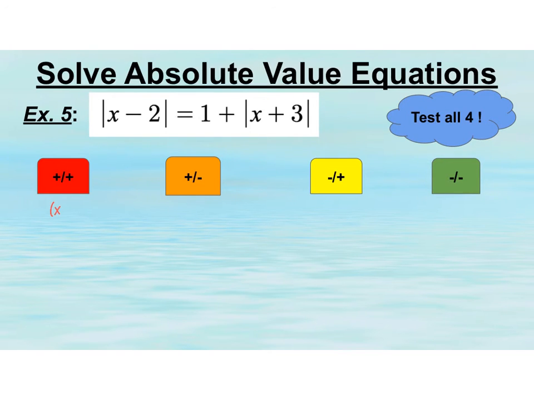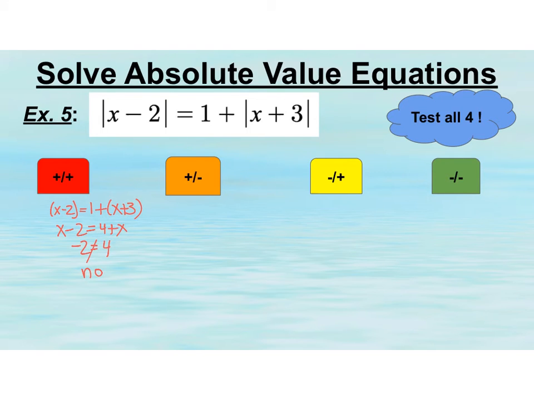So I'm going to keep the first one positive, so I'm not really changing anything. And I end up, my x's will cancel, so I have -2 equals 4, which is not a true statement, so that does not lead me to a solution.